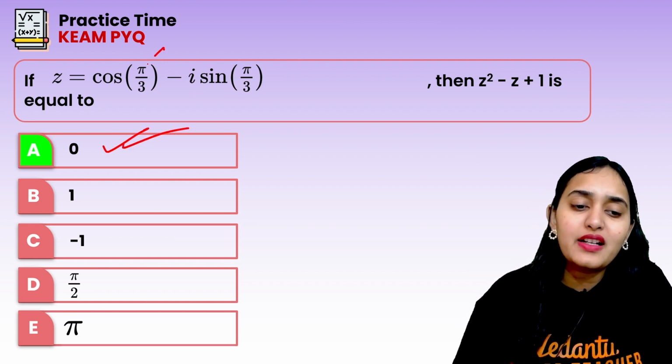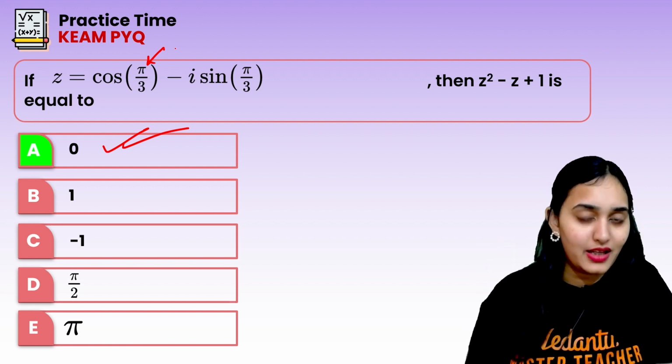So simply, whenever a trigonometric function is given, just put the value. You get the answer.